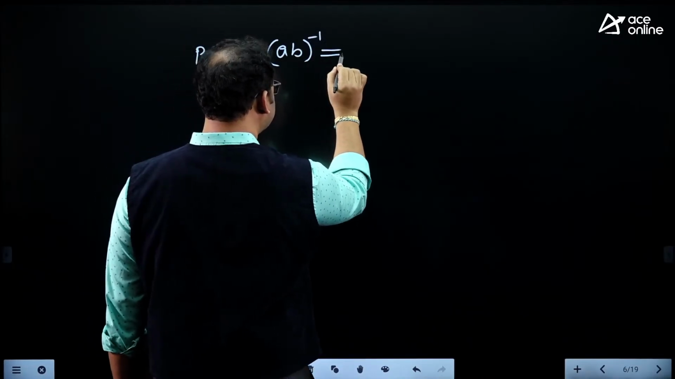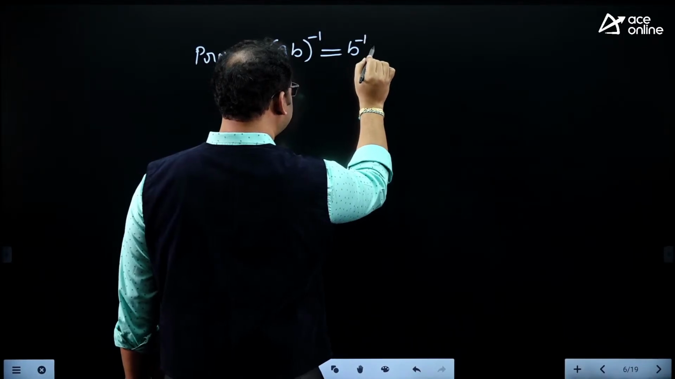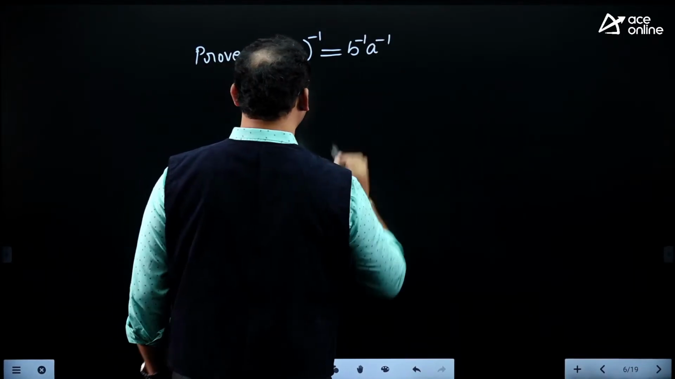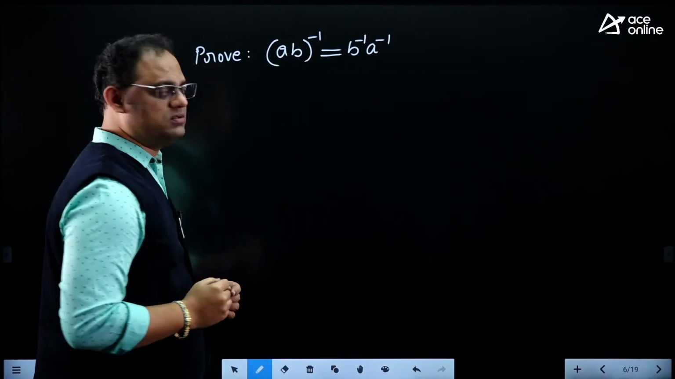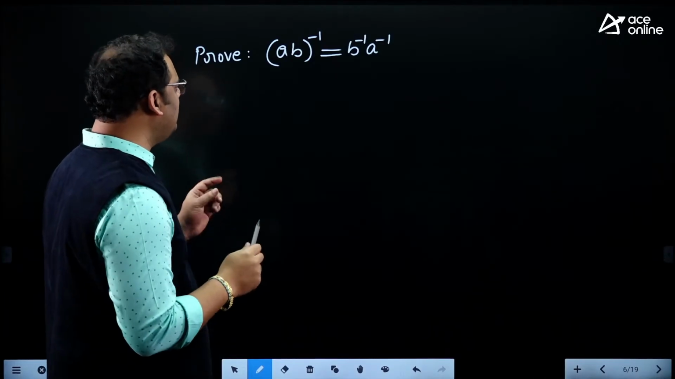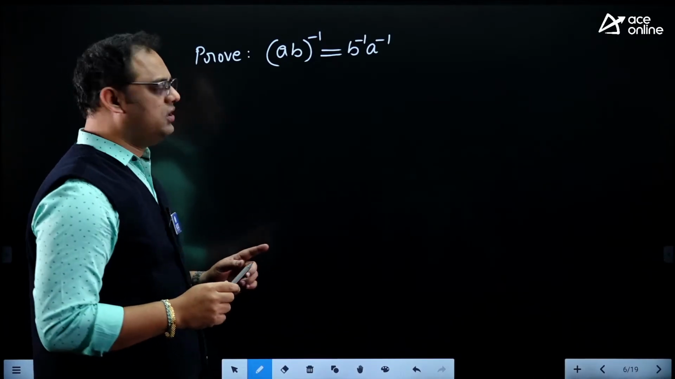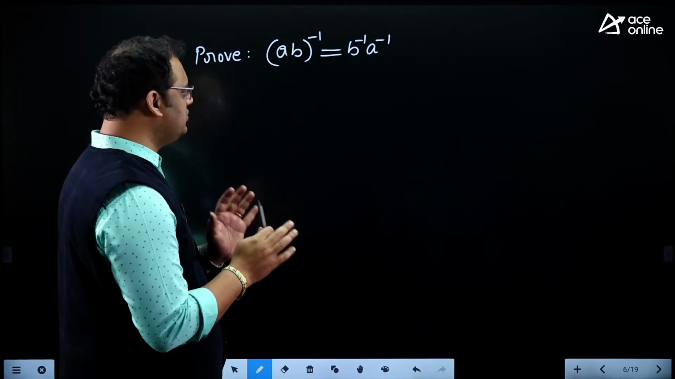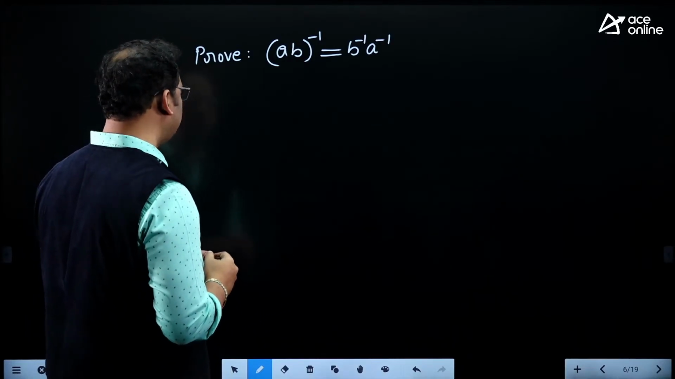AB whole inverse is B inverse into A inverse, right? Yeah, my dear, this is the question we have. Now what I want to take is, I want to consider some two elements.